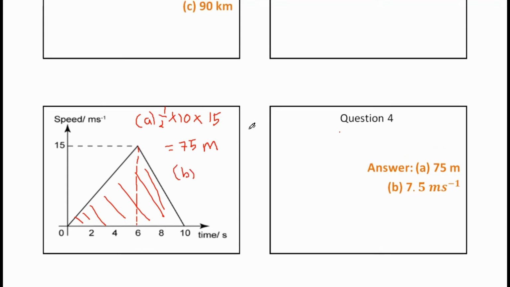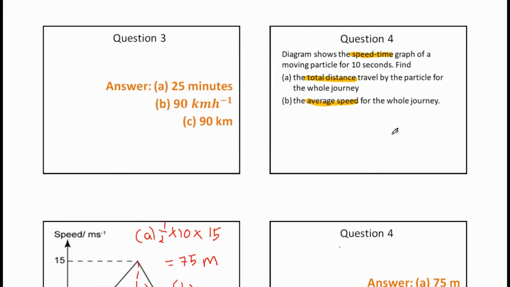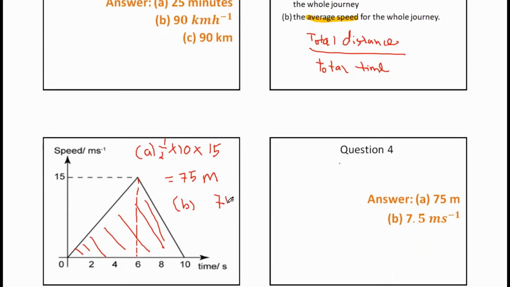For part B, the average speed for the whole journey. Do you still remember the formula for average speed? Total distance divided by total time. Total distance we have calculated in part A, which is 75 meters, over total time. The time traveled is 10 seconds. So the answer will be 7.5 meters per second.